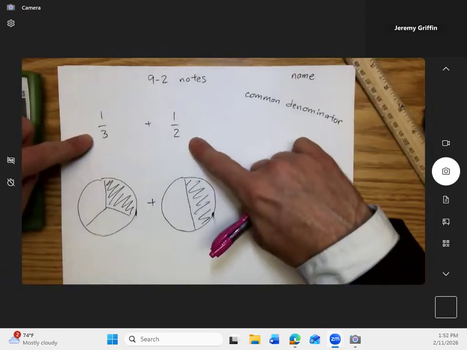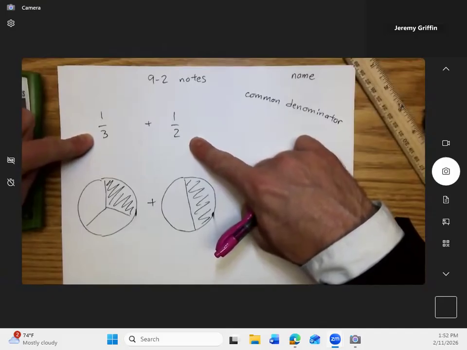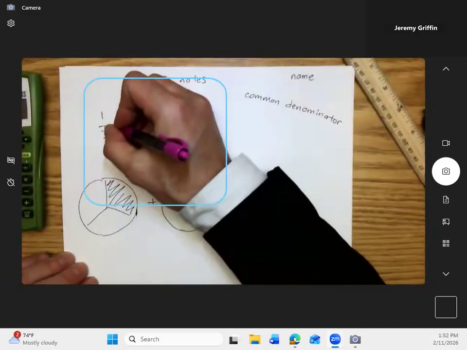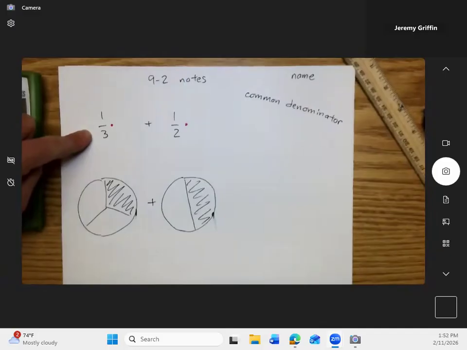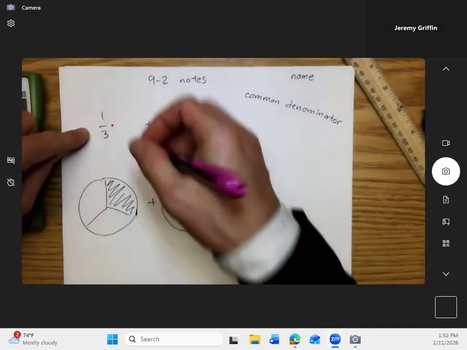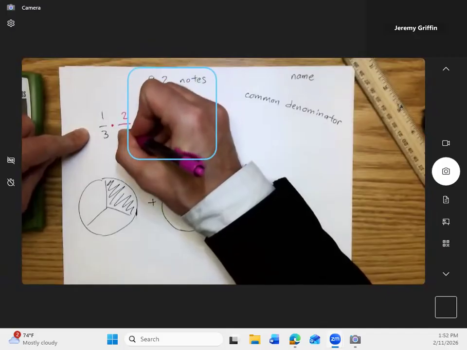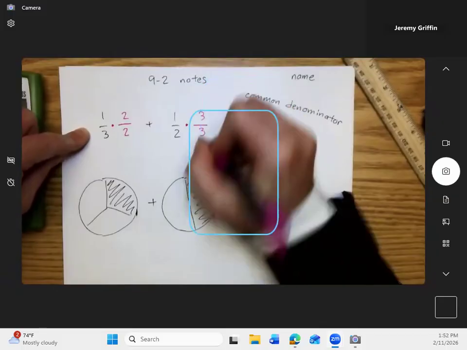So guys, what's the common denominator going to be? Yeah, it will be 6. The number 3 and the number 2 are prime numbers. So this 3 needs the 2 and the 2 needs the 3. I'm going to multiply top and bottom by whatever: 2 over 2. And multiply the 1/2 by 3 over 3. Is that true?